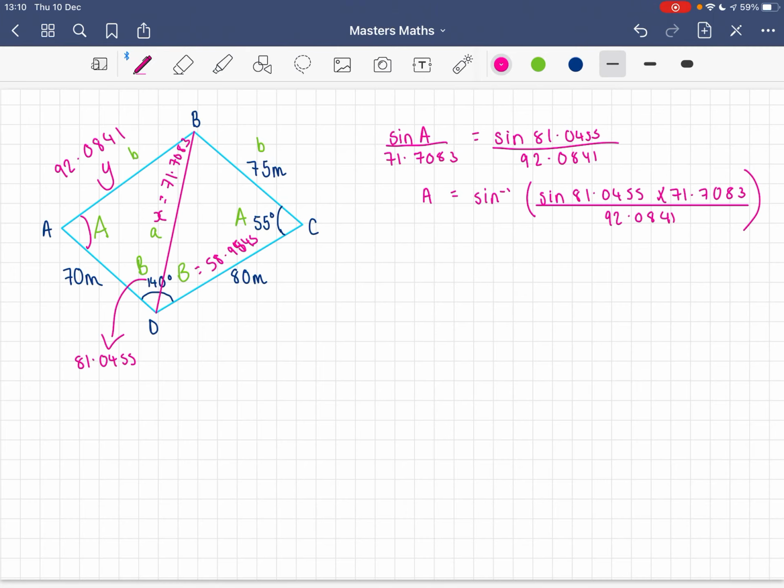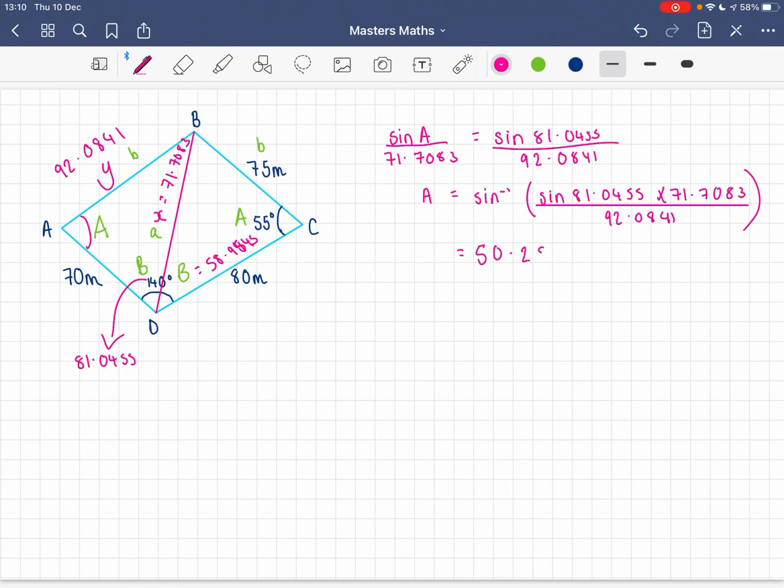What have I done? Did I not close that bracket? I didn't close that bracket. Here we go. 50.285.